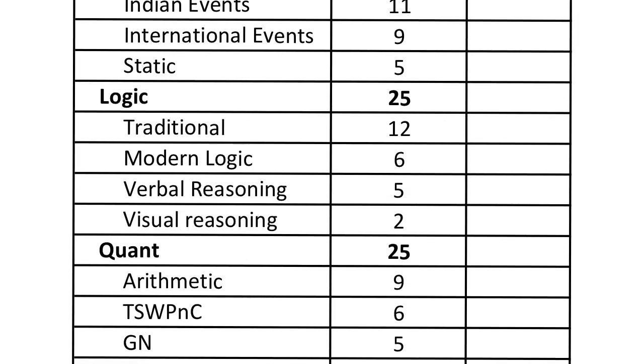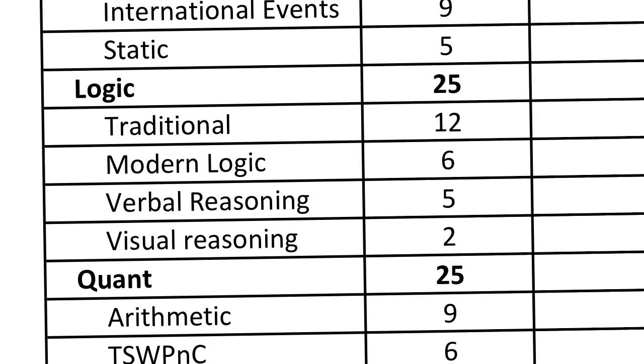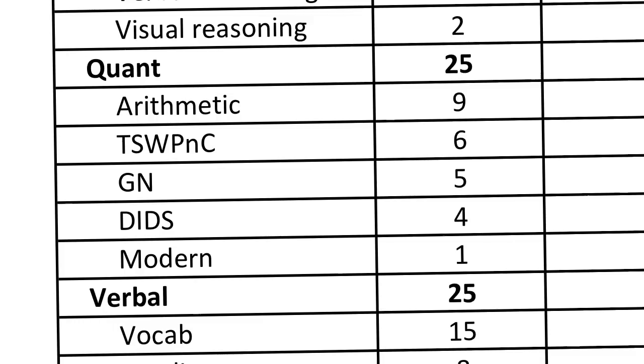Okay. From the logic point of view, this is just the syllabus. Traditional logic 12 questions, decoding, all these things. Modern logic 6 questions. Verbal reasoning 5, visual reasoning 2. Quant: arithmetic, time speed, number, DI, DS, modern maths. Everything is going to come. And that's the main problem.